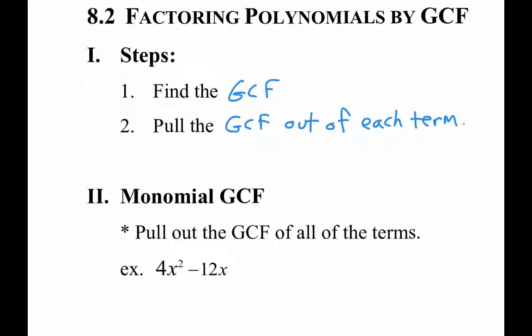The layman's word for terms is clump, but like this thing here, we called this a binomial. This 4x squared is going to be one term, and this minus 12x is going to be another term. So you have to say, what do they both have in common, and then pull that out. Essentially, when you're pulling something out, you're taking each of those monomials and dividing each by the GCF.